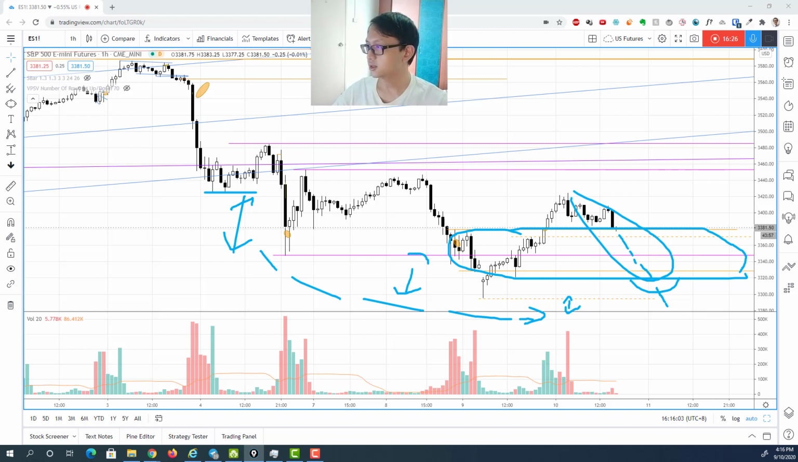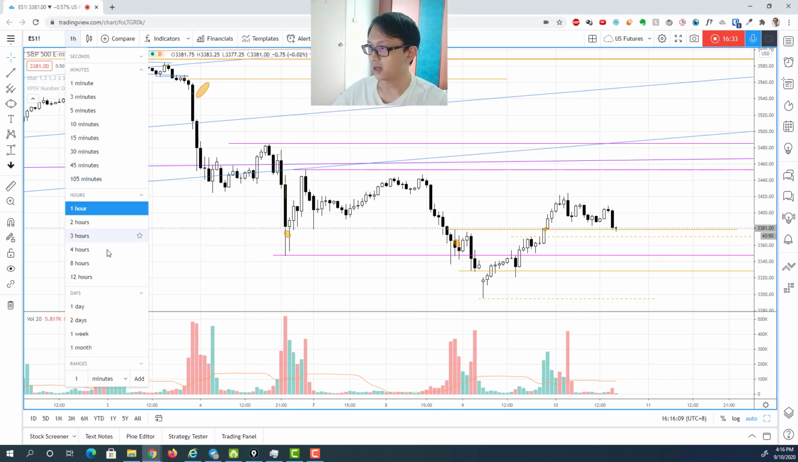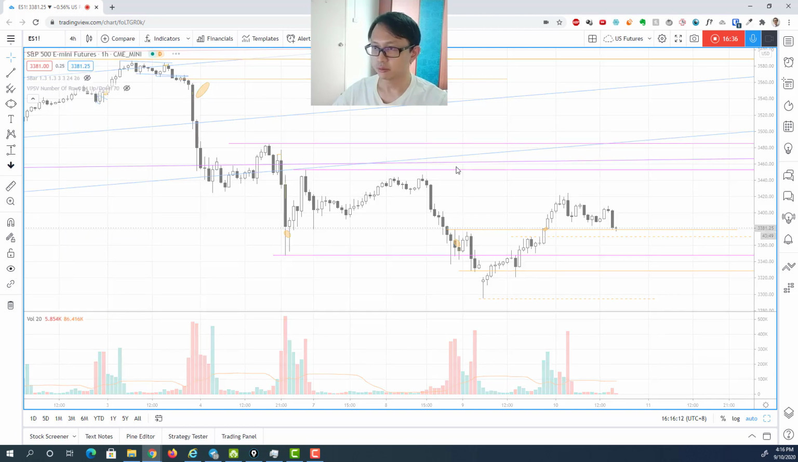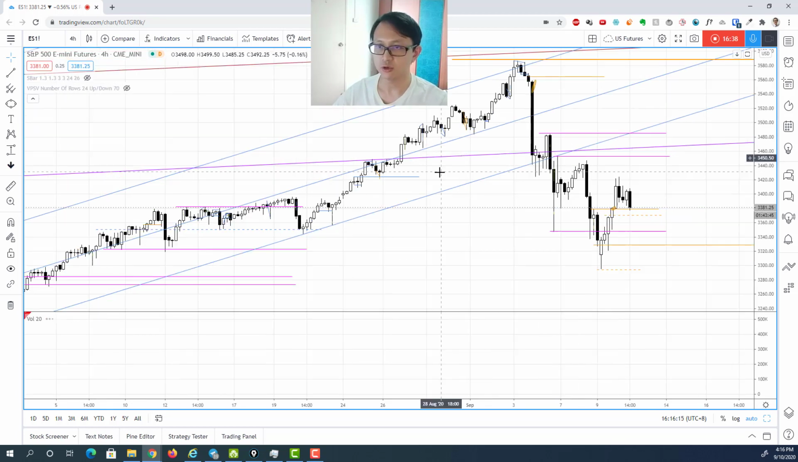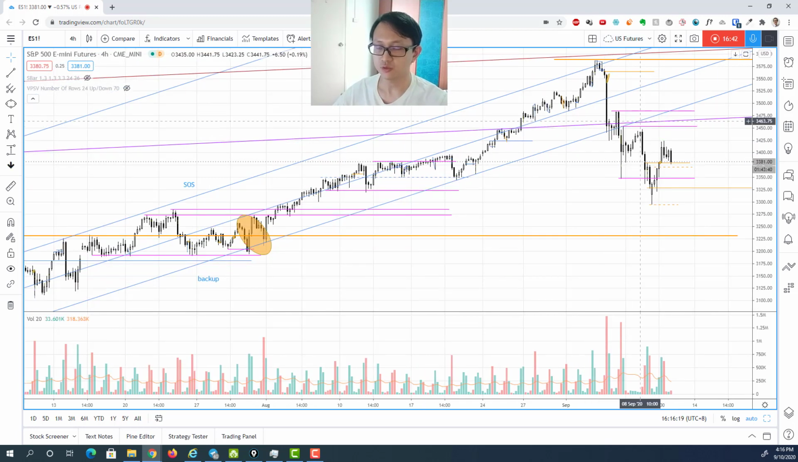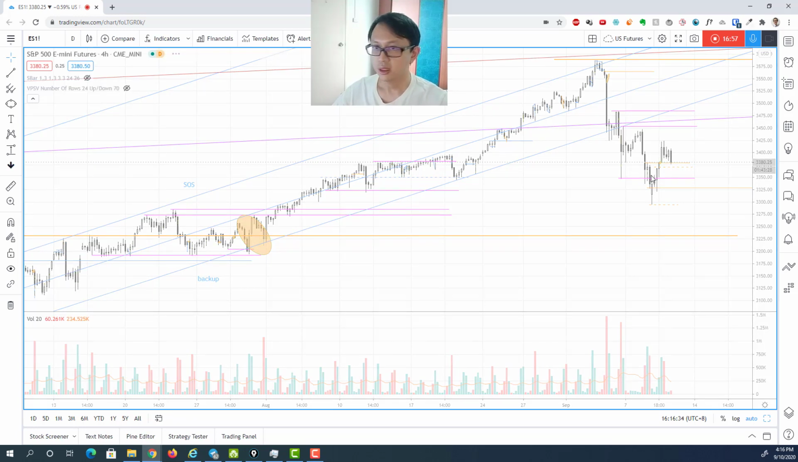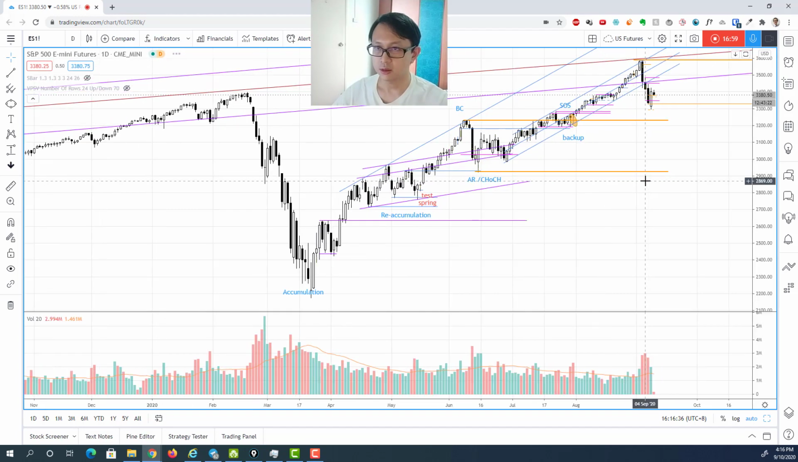Alright, so this is how I look at the market at the moment. If we take a bird's eye view, the big picture in the 4-hour time frame, then we are still within this change of character movement. This is still a correction, change of character. I think I should use the daily time frame. So let me switch to the daily time frame, and okay, here it is. There's the daily time frame.